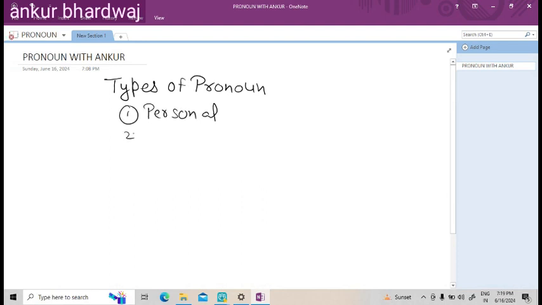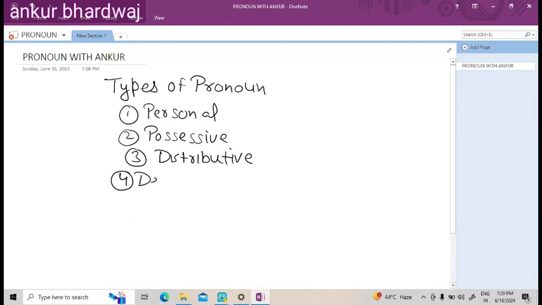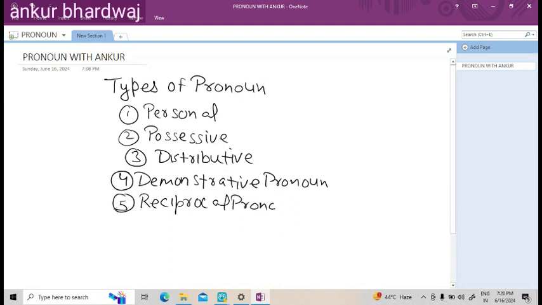The second type of pronoun is possessive pronoun. The third type of pronoun is distributive pronoun. The fourth type of pronoun is demonstrative pronoun. The next type of pronoun is reciprocal pronoun. The next type of pronoun is reflexive pronoun.